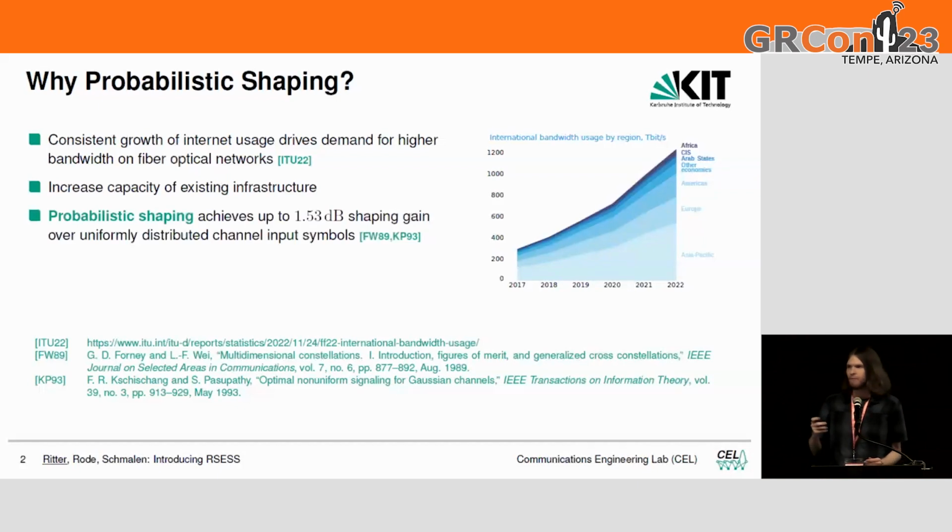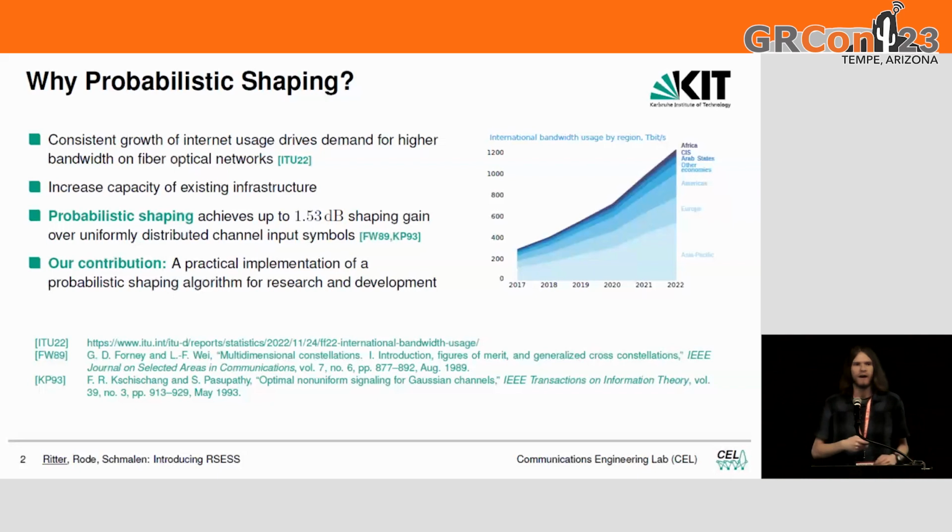Luckily, probabilistic shaping offers 1.5 dB in gain if we move from uniform channel inputs to constant Gaussian channel inputs. And this is where we contribute a practical implementation of a probabilistic shaping algorithm coded in Rust, which you can use in research and development.